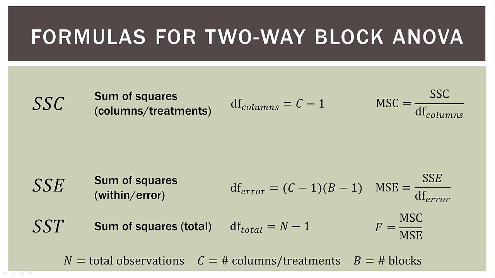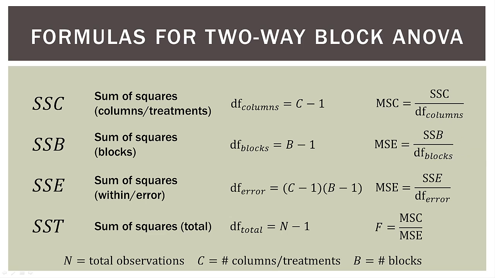Now, you notice we're missing something here in this chart, and that's what's new in the two-way ANOVA, and that is the blocks, or the rows. So B is the number of blocks. SSB is the sum of squares of the blocks, or the rows. The degrees of freedom for the blocks is just the number of blocks we have minus 1. In this case, 6 minus 1 will be 5. And the same pattern applies here. So the mean square, MSB, equals SSB divided by the degrees of freedom for the blocks. Same idea.